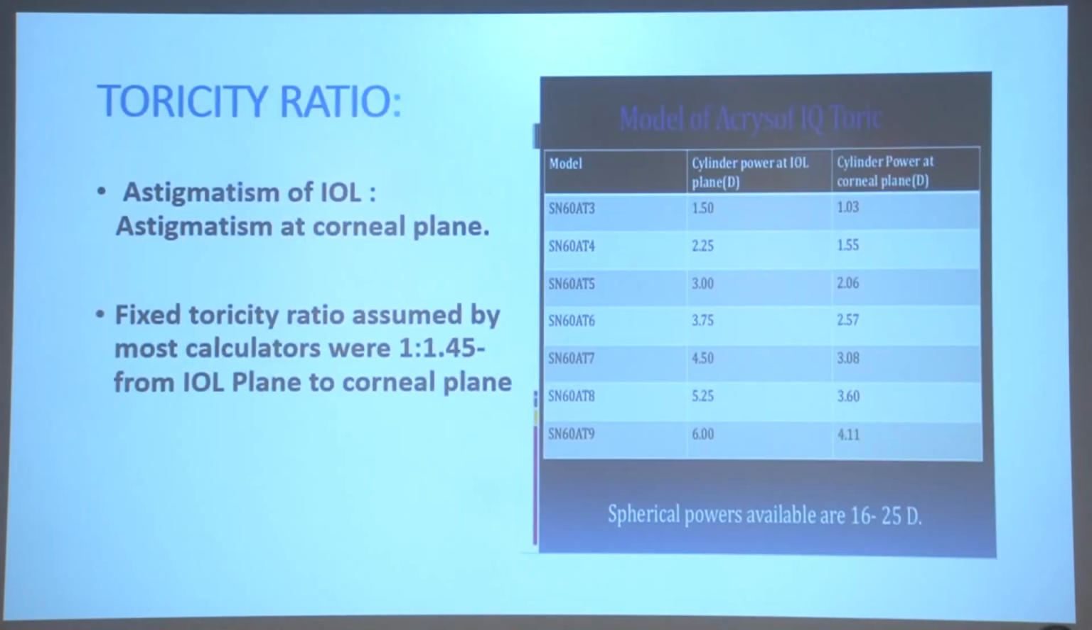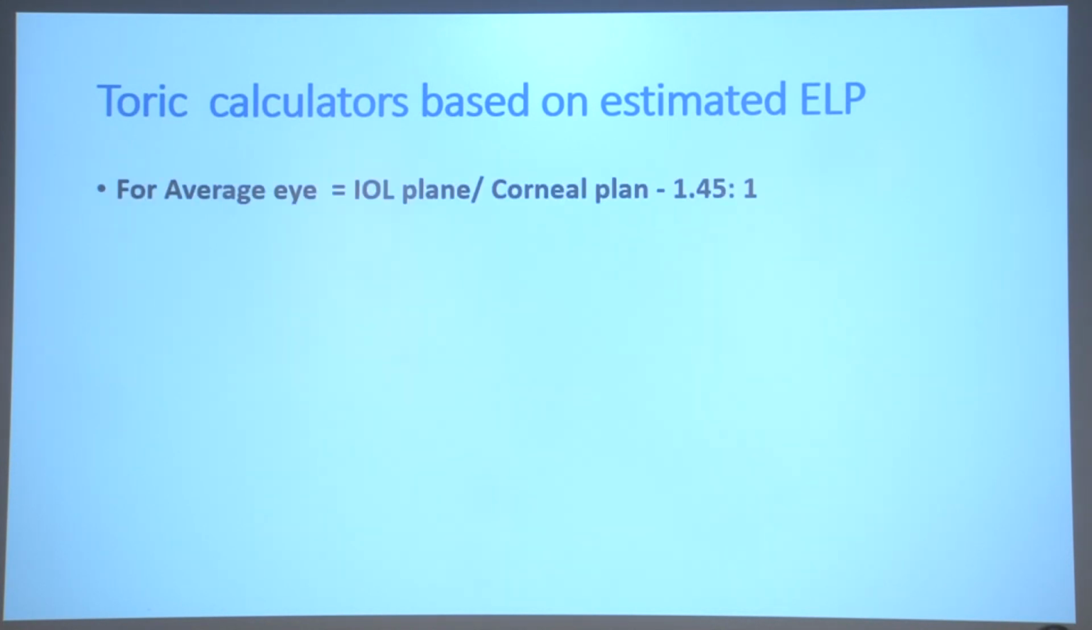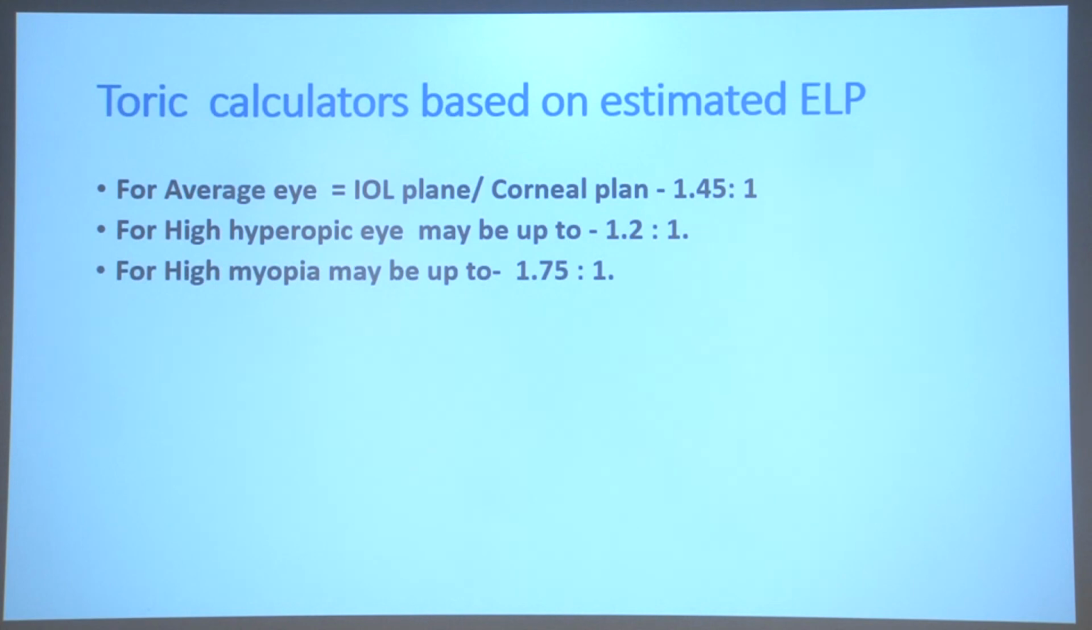So those certain toric calculators are based on the estimated ELP. Now what is estimated ELP? A ratio of 1:1.45 is okay for the average axial length. But when it is a short axial length or a myopic patient, it should not be like that. When high hyperopia, the ratio is changed from 1.2 to 1. Or when it is a high myopia, it may shift from 1.75 to 1. So you have to consider these variations in high myopia and high hyperopic patients.